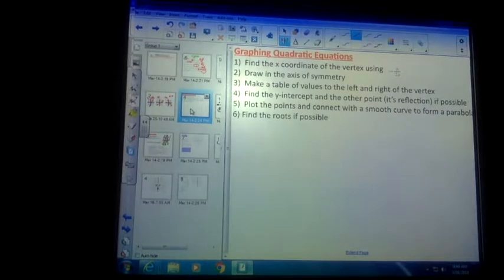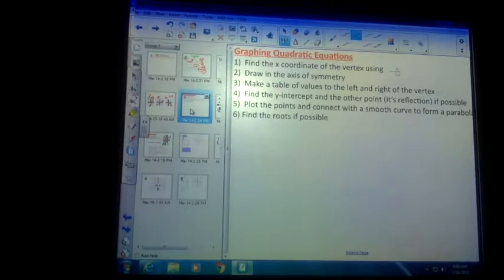Okay. Graphing quadratics. This is just giving us directions: find the x-coordinate of the vertex using negative b over 2a. We're going to draw on the axis of symmetry, which is a vertical line that goes through the x component. We make a table of values to the right and to the left of the vertex. We do that because it's a mirror image. And we find the y-intercept and another point, its reflection, if possible.